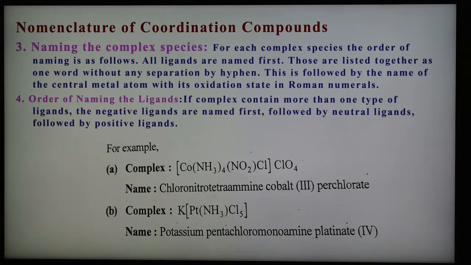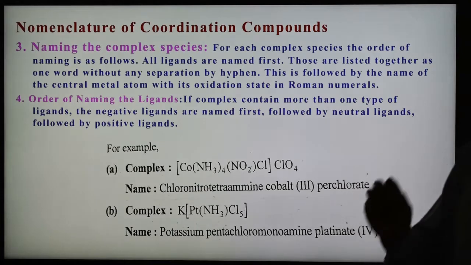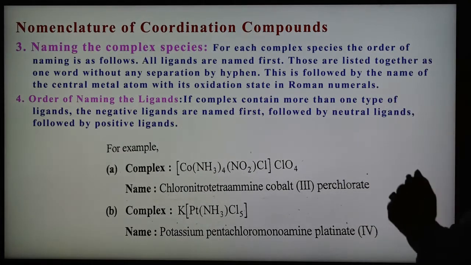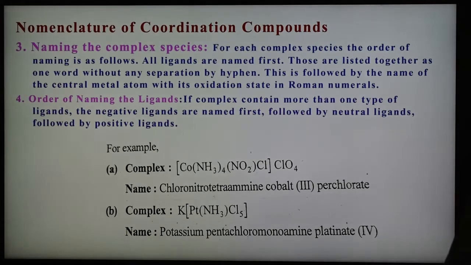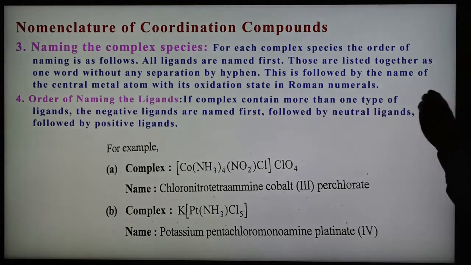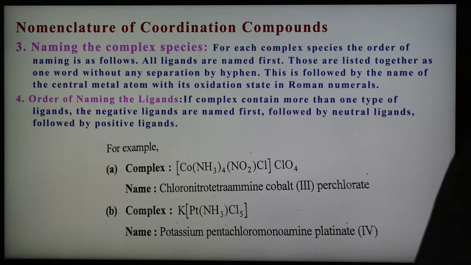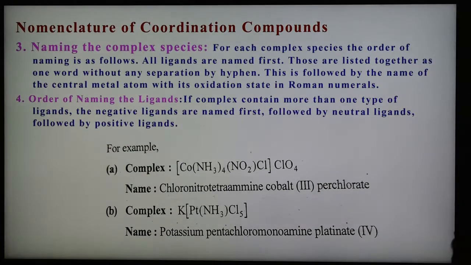Examples are given here again. So the third rule is naming the complex ion. Write the name of the ligand first, and as we know, ligands are of different types: positive ligands, negative ligands, and neutral ligands. First we write the name of the ligand, followed by the name of the metal ion with the oxidation state in Roman numerals. Now rule number 4 is the order of naming the ligands. Now we have to write the ligand first.